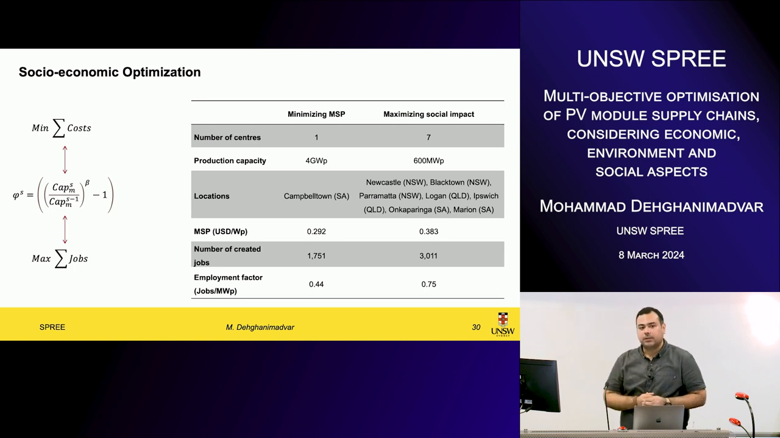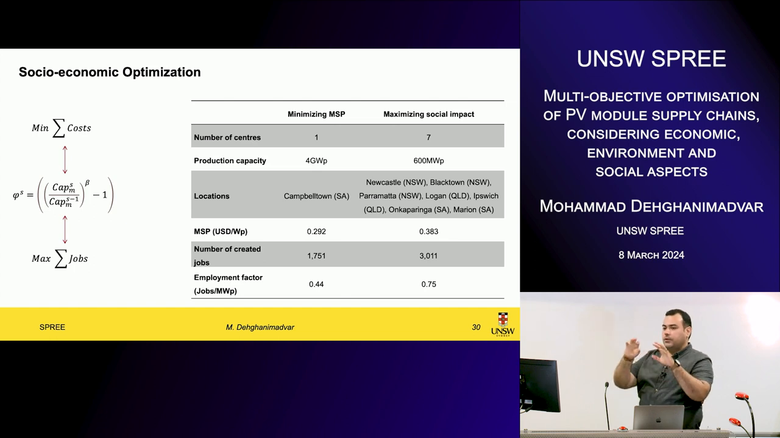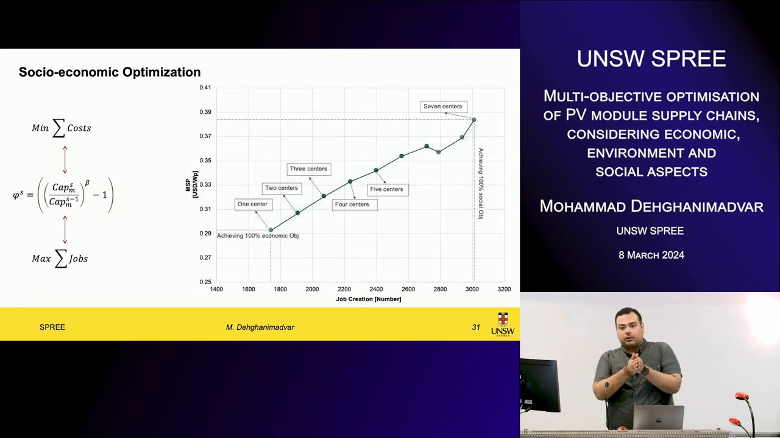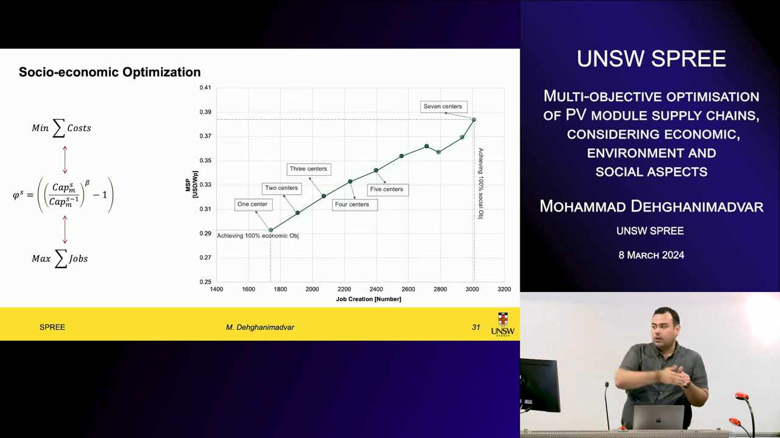I said, okay, what happens if you want to have more jobs? Maximize the number of jobs that we can create. And the model said, okay, we now need 7 centers, 600 megawatts, and you can create about 3,000 jobs, but your price reaches 40 cents per watt. So again, there is an interaction between creating jobs and minimizing the cost. As you see, when we are achieving our economic objective, one center, 4 gigawatts, the number of jobs that we can create is about 1,800.